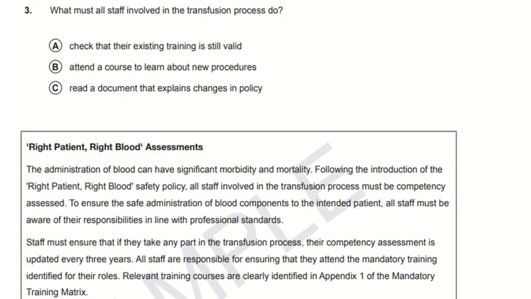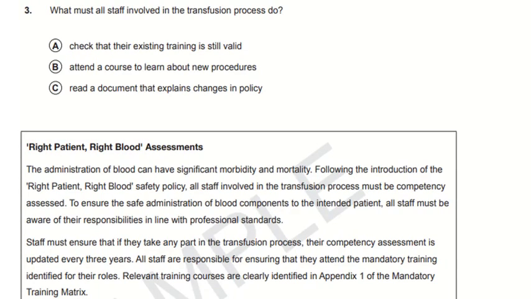The next text has a headline saying right patient, right blood assessments. The administration of blood can have significant morbidity and mortality. Following the introduction of the right patient, right blood safety policy, so you're talking about safety policy here, all the staff involved in the transfusion process must be competency assessed to ensure the safe administration of blood components to the intended patient. All staff must be aware of their responsibilities in line with professional standards.